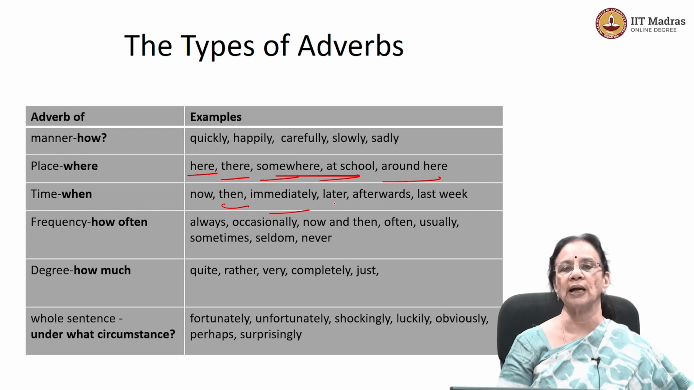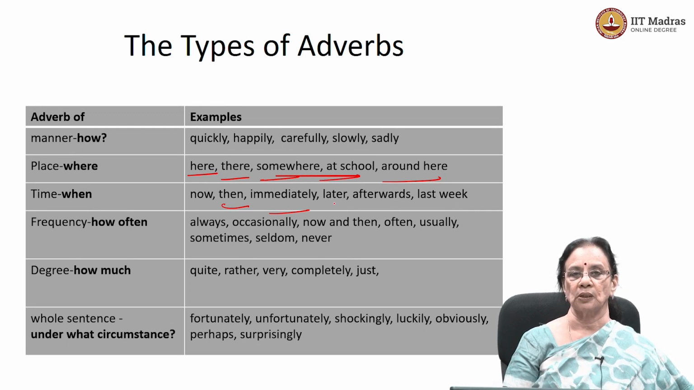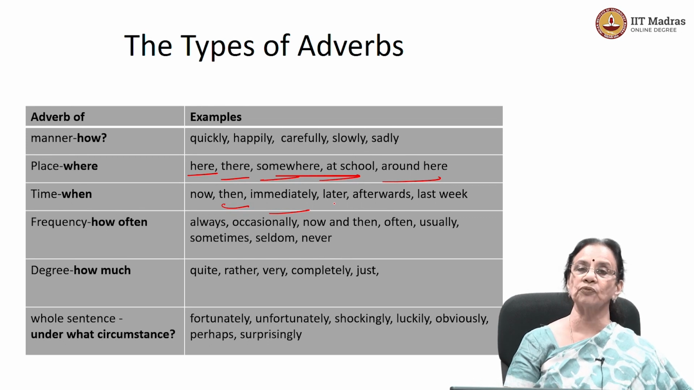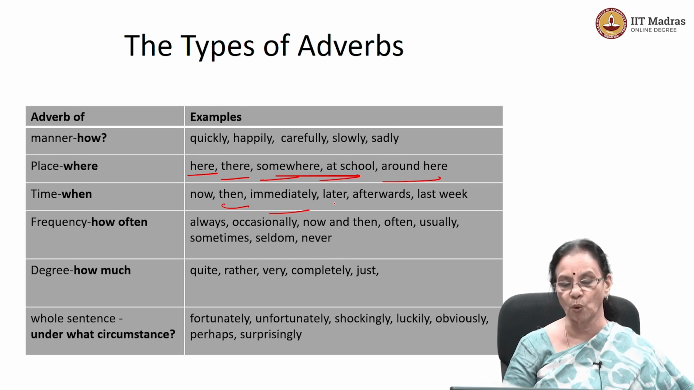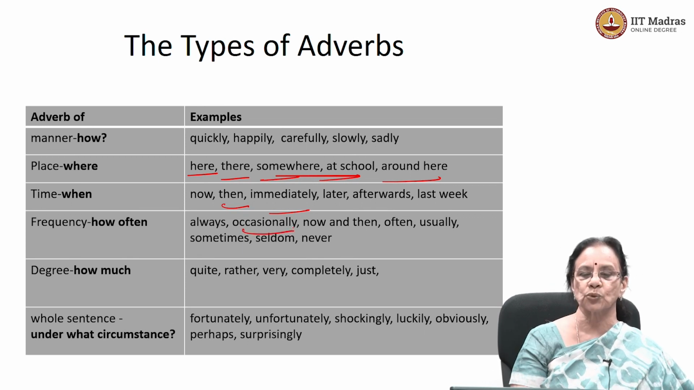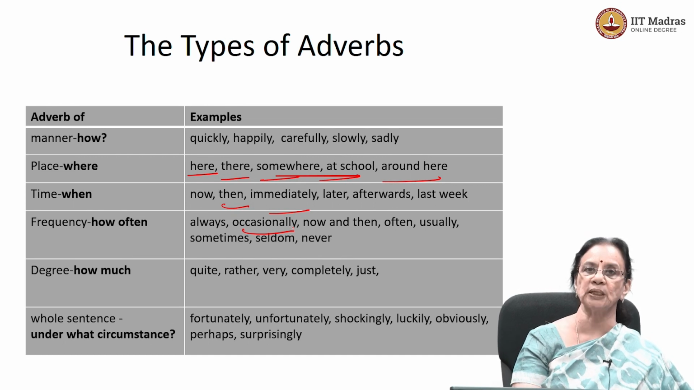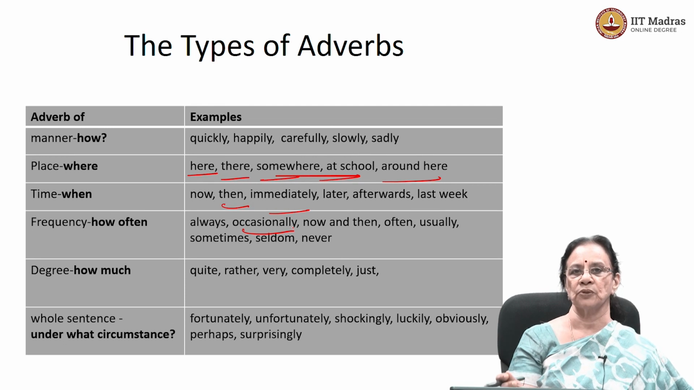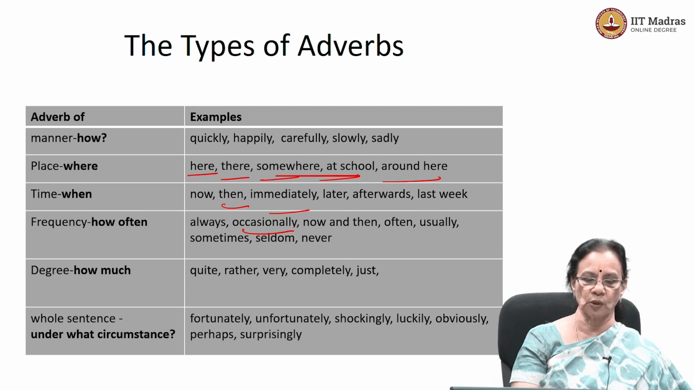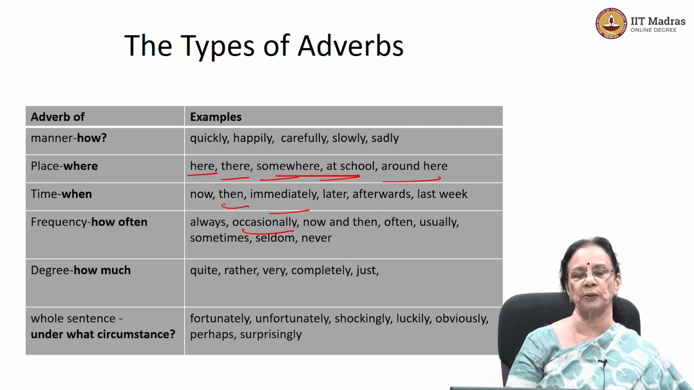And then we have the adverb of frequency, like always. How often do you go for a walk? I always go for a walk. How often do you go for a movie? Oh, I occasionally go for a movie. So here, occasionally. So all these words like now and then, often, usually, sometimes, seldom. Seldom means not very often, never. They are all adverbs of frequency. You can try using them when you speak.